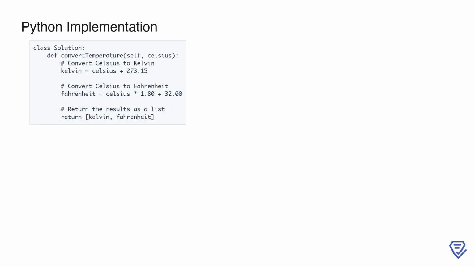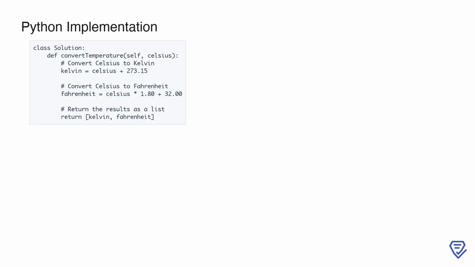3. Conversion to Kelvin. The Kelvin temperature is calculated using the formula Kelvin equals Celsius plus 273.15. This formula shifts the Celsius scale to the Kelvin scale by adding 273.15. The result is stored in the variable kelvin. 4. Conversion to Fahrenheit. The Fahrenheit temperature is calculated using the formula Fahrenheit equals Celsius asterisk 1.80 plus 32.00. This formula first scales the Celsius temperature by a factor of 1.80 and then adds 32 to adjust for the Fahrenheit scale.